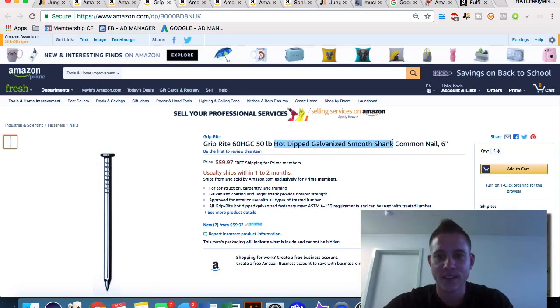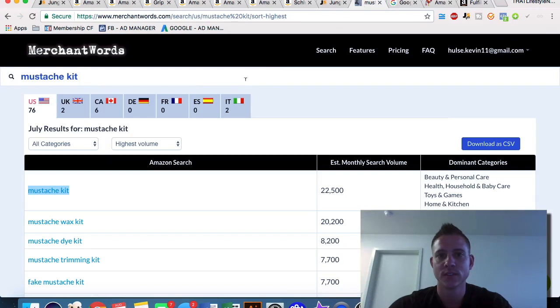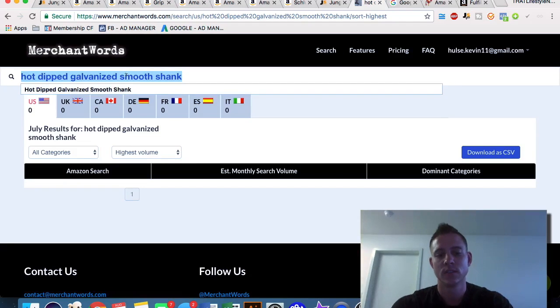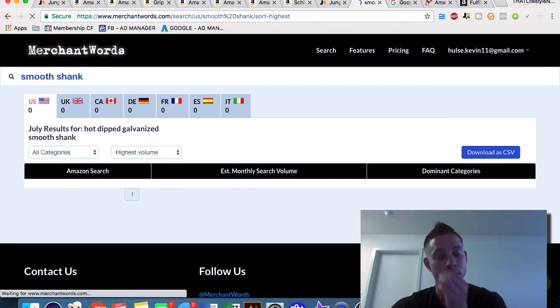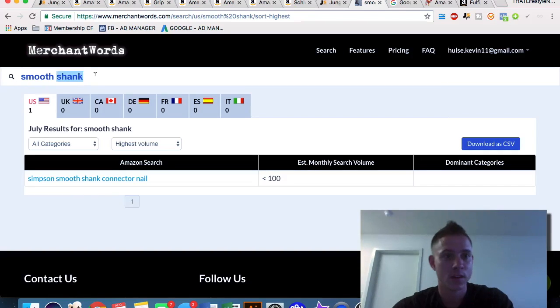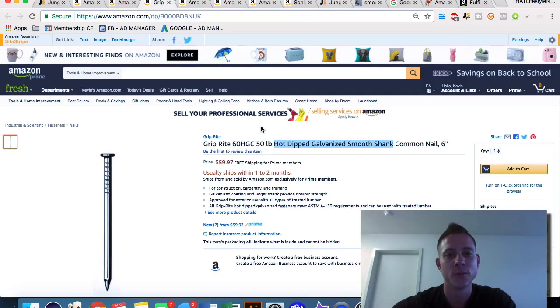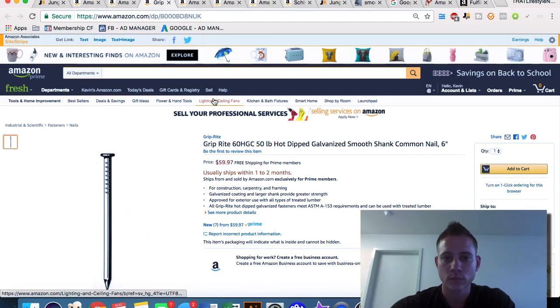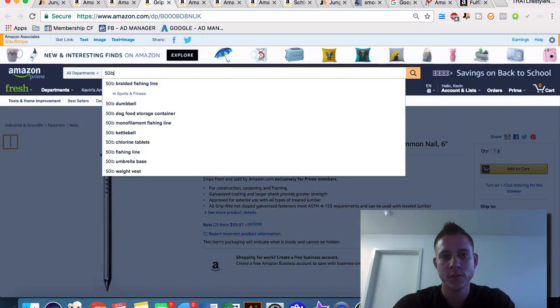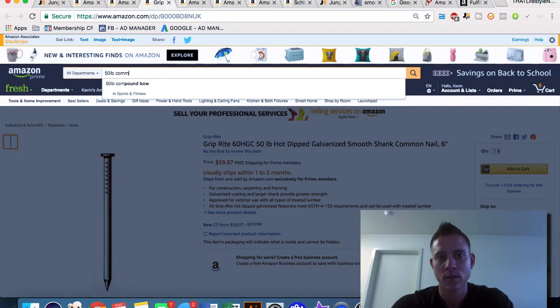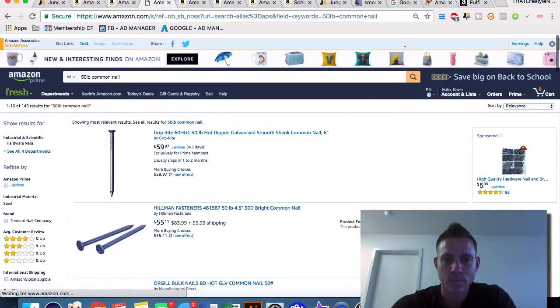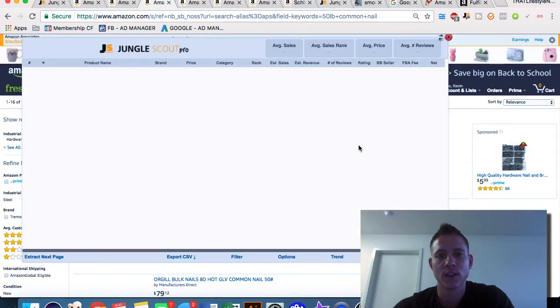Let's see if we get anything for this in merchant words. It seems like a very long term. Let's do smooth shank. Go into like the prison Amazon section. So I'm not even sure what we would search here, but it's a 50-pound common nail. Let's try that. There's a ton of stuff here. I can already tell this is not going to be a great one.